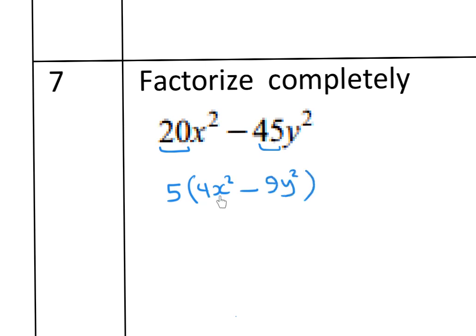Now we have a difference between two squares, so we can factorize. The square root of 4x squared is 2x. The square root of 9y squared is 3y. Plus and minus.